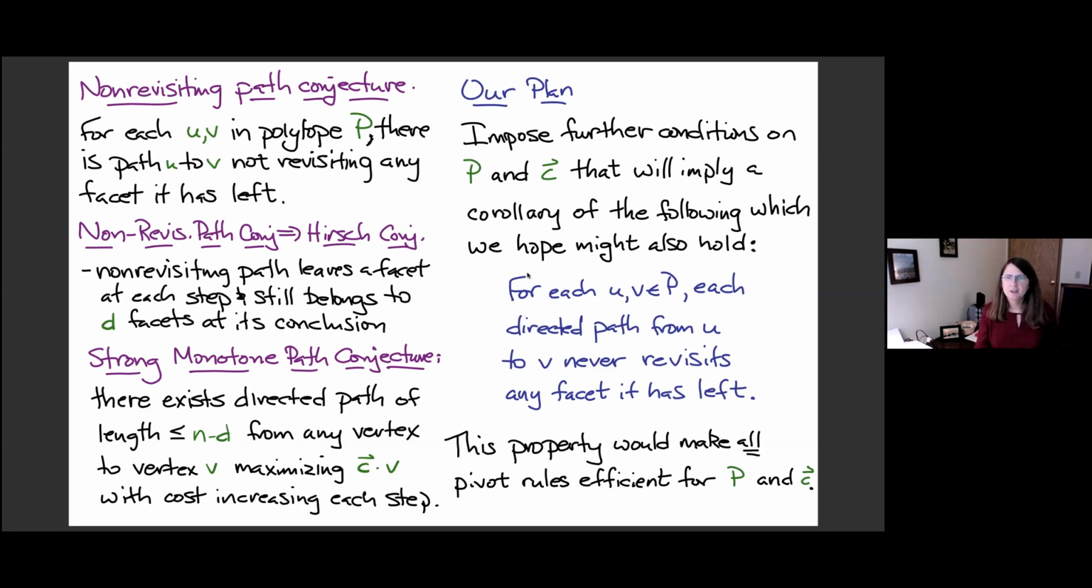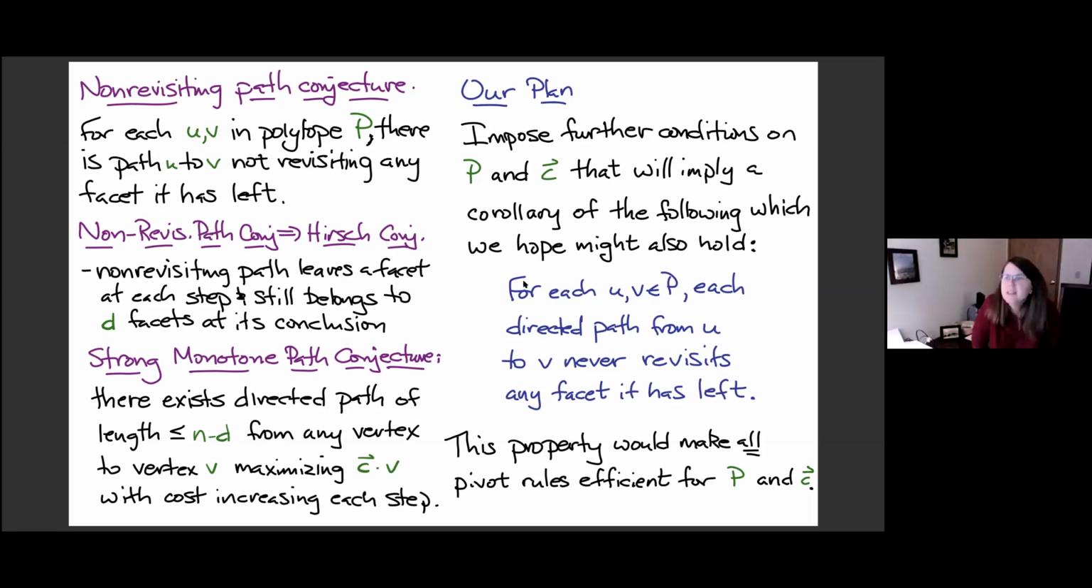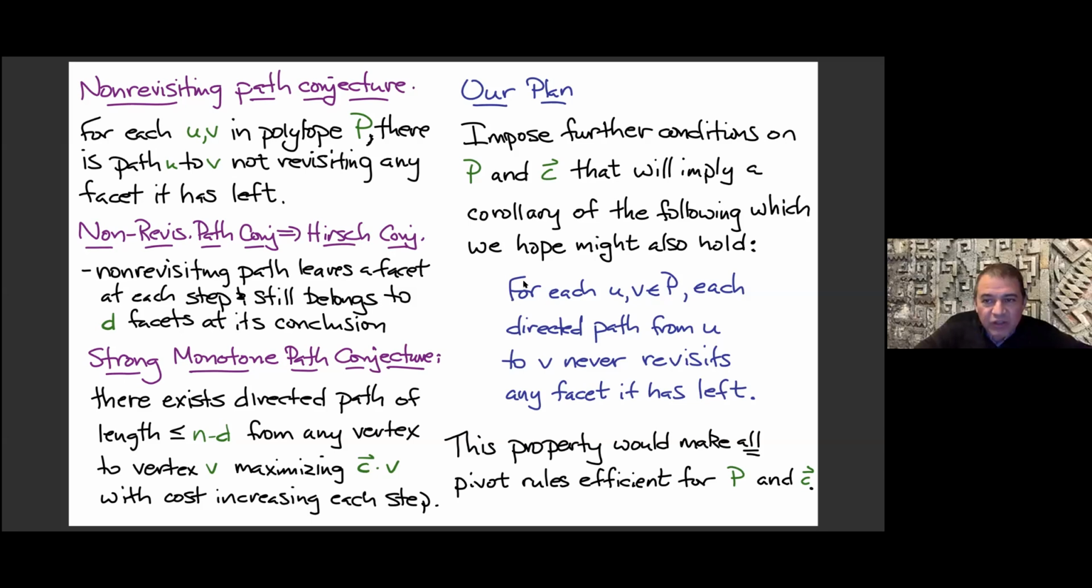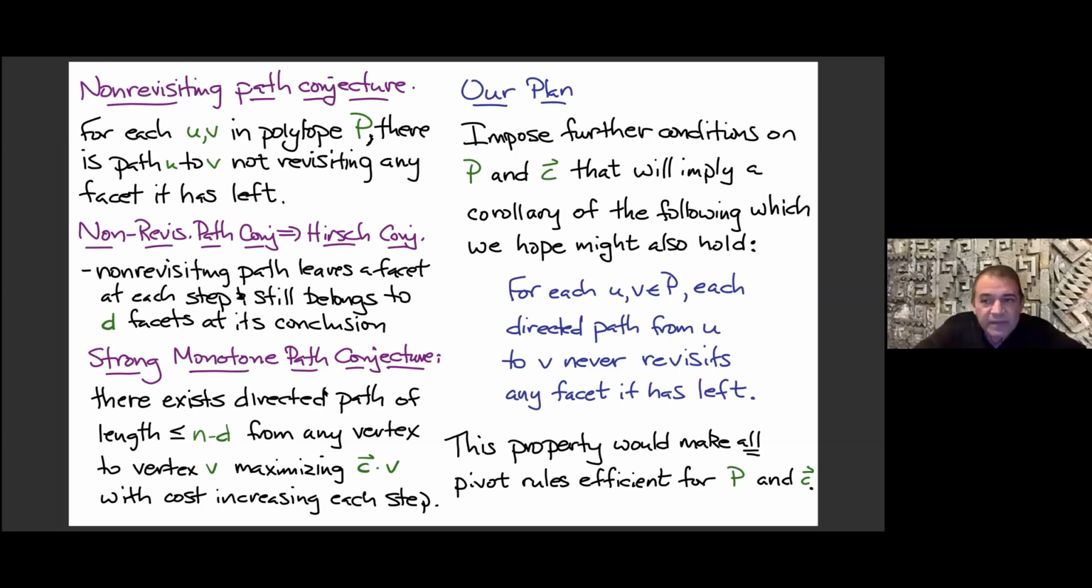Hi, this is Jesus. So the strong monotone path conjecture is false, right? I mean, Mike Todd has this counterexample of a four-dimensional polytope. Okay, thank you. Hey, I didn't know you were here, and you know what? I couldn't remember, so that's why I stated it, and then I couldn't remember. So thank you for filling that in.